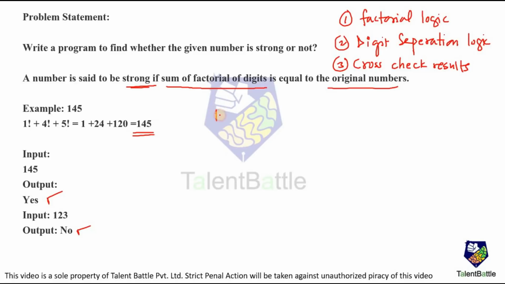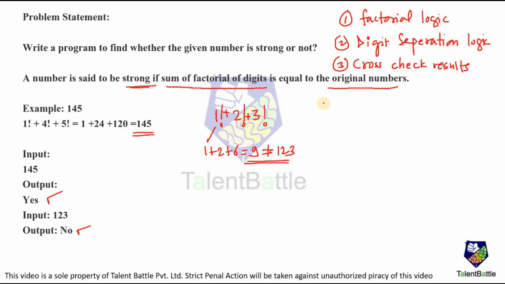Similarly for 1, 2, 3 also, if I take it into consideration, so 1 factorial plus 2 factorial plus 3 factorial. So 1 plus 2 plus 6, that is 9, which is not equal to 123. So this is not a strong number. In this way you can apply the logic.